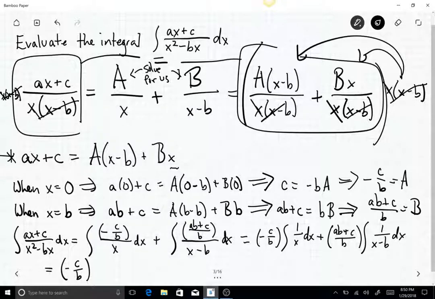Yeah, so that's correct, and you'll get a bonus point for that. So you got an eagle egg. So the natural log of x, that's right. So you have negative c over b, natural log of x. And then we just kind of did that other one in the previous slide. So that 1 over x minus b is just another natural log of x minus b with just that constant out in front. So you have ab plus c all over b times the natural log of x minus b.